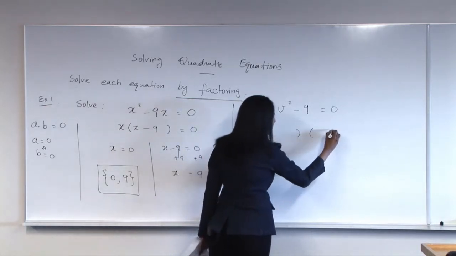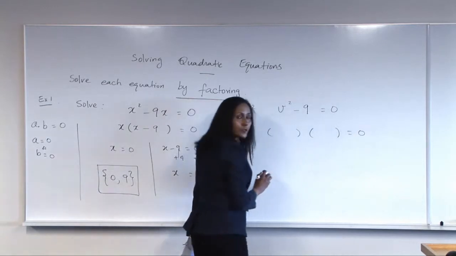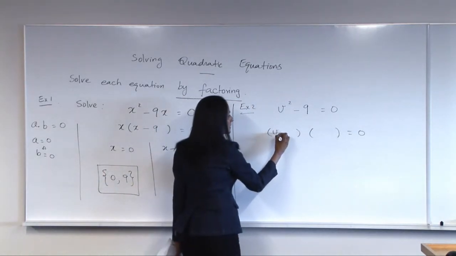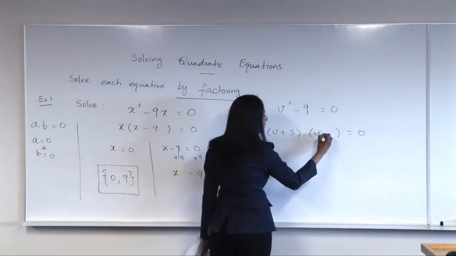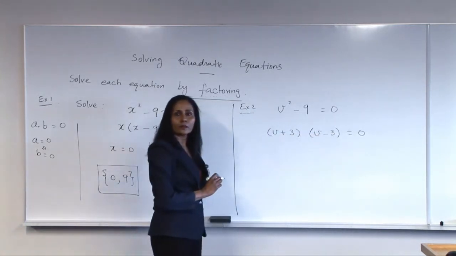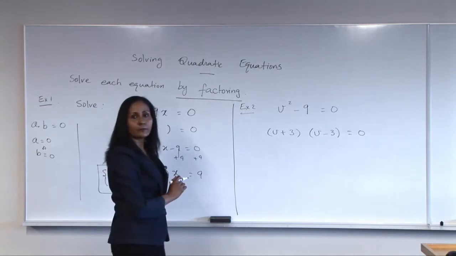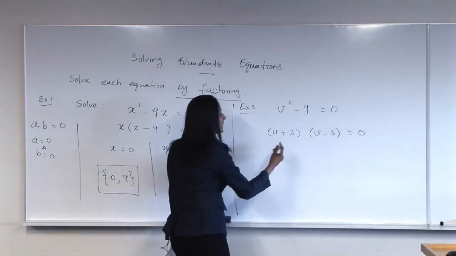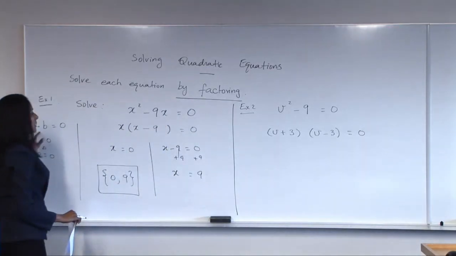So we can use that formula, the difference of squares formula. So what do you get? v squared minus 9 is nothing but v plus 3 times v minus 3. So we factored that v squared minus 9 as v plus 3 times v minus 3. Here again, we got the same form.